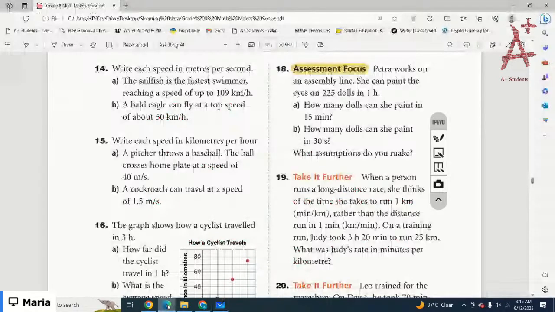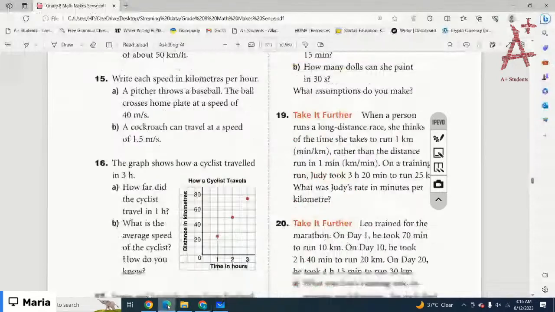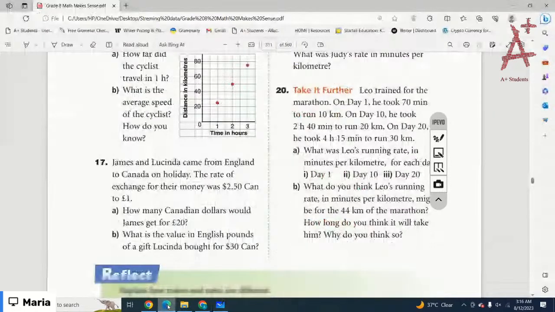You have to do the B part exactly the same as I did A, right? Okay, let's start with question number 17. James and Lucinda came from England to Canada on a holiday. The rate of exchange for their money is $2.50 Canadian to £1. How many Canadian dollars would James get for 20 pounds?